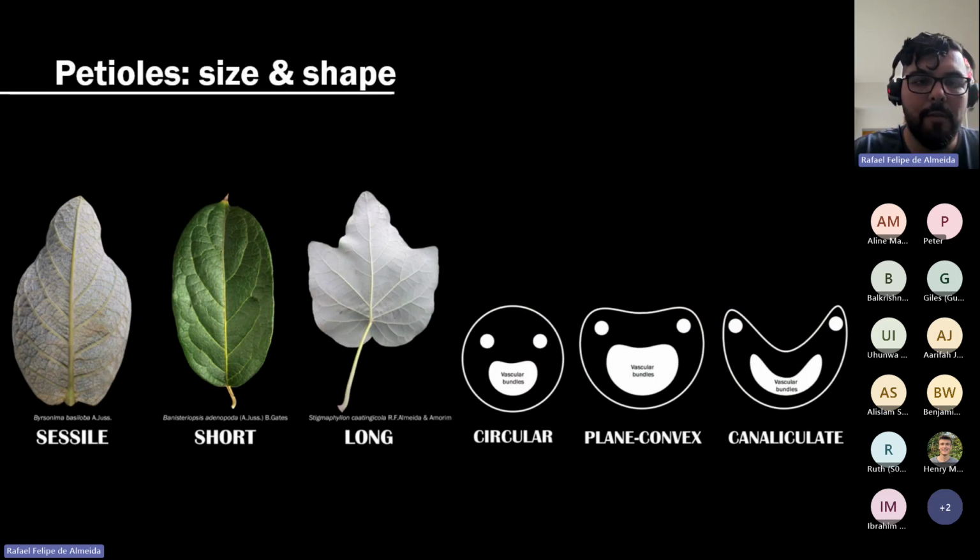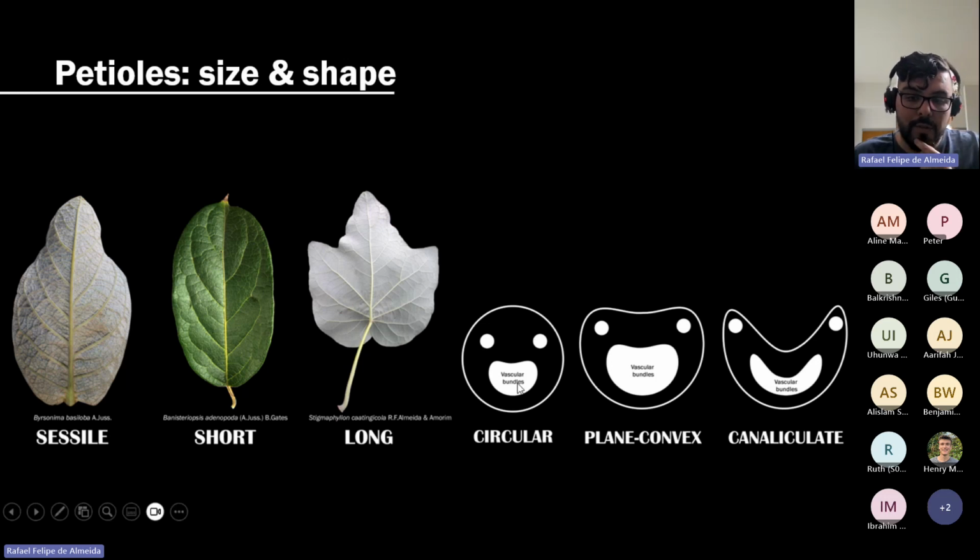The petioles vary in size and shape, so they can be sessile, rarely, or most commonly very short, or very, very unusually long, specifically in this genus called Stigmaphyllon, which we have one species occurring naturally in West Africa. And the shape of the petioles is also very, very informative.